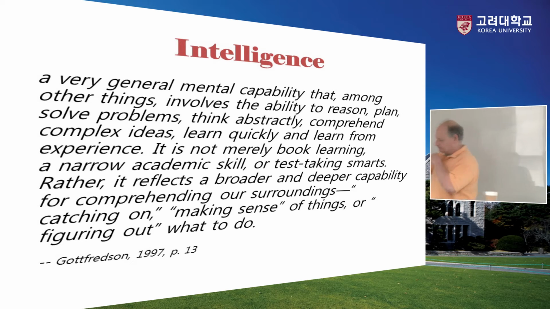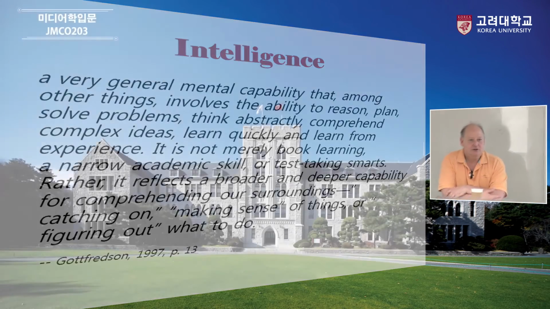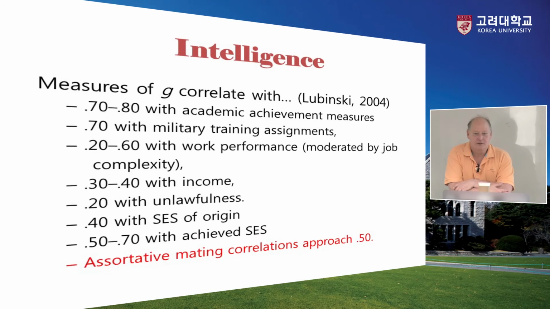As it turns out, intelligence affects a lot of important life outcomes, maybe more than people realize. These are correlations. So 0 would be two variables are completely unrelated. A perfect linear relationship is a 1.0. In the social sciences, things of 0.1 or 0.2 are considered small. 0.2 or 0.3 are moderate. 0.5 are considered really large.